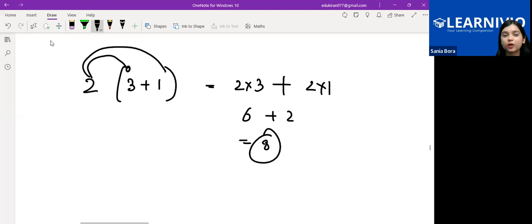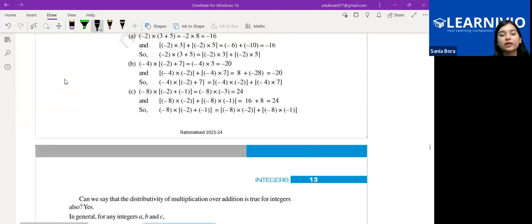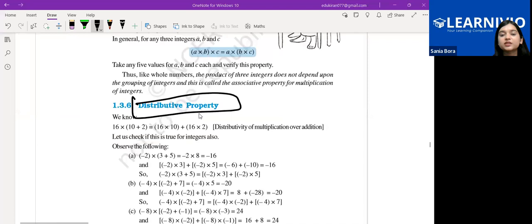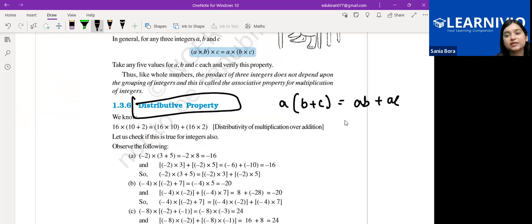Okay. So now you people will quickly note it down. First write distributive property and then write this: A(B plus C) equals AB plus AC, and A(B minus C) equals AB minus AC. Fine?